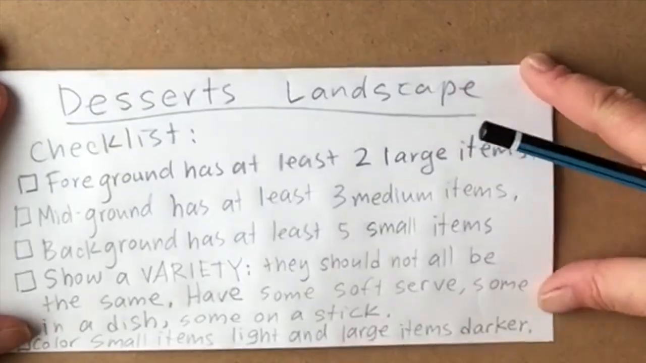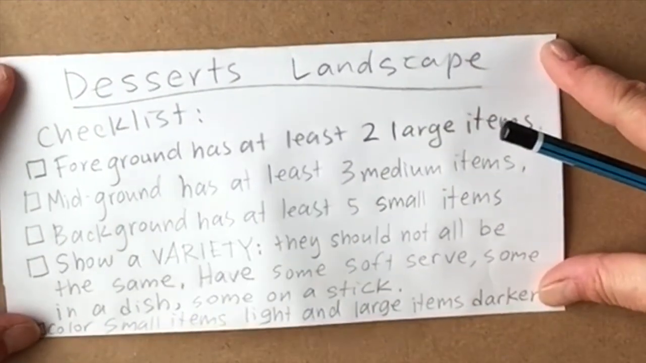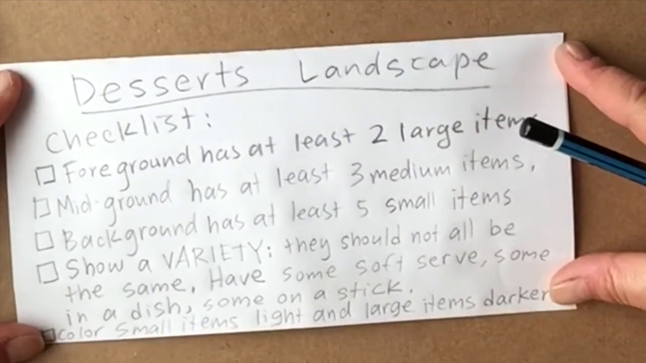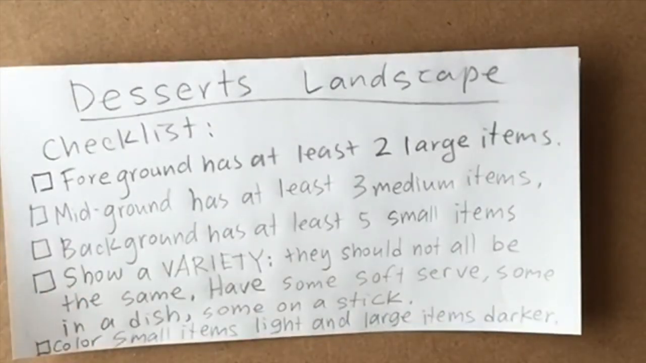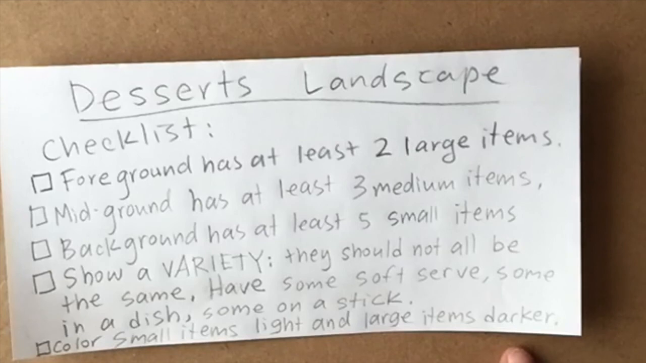So to recap, the desserts landscape checklist: you need at least 2 large items in the foreground. The middle ground should have 3 medium items, and the background has at least 5 small items. Show variety, and color the small items light and large items darker.